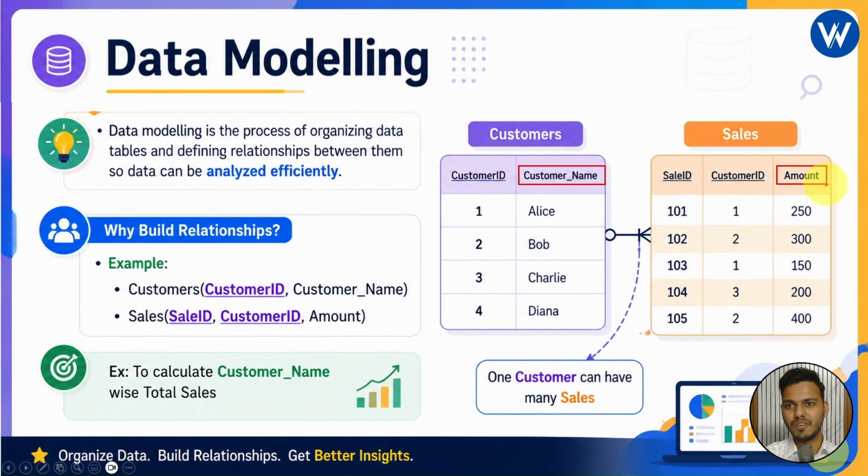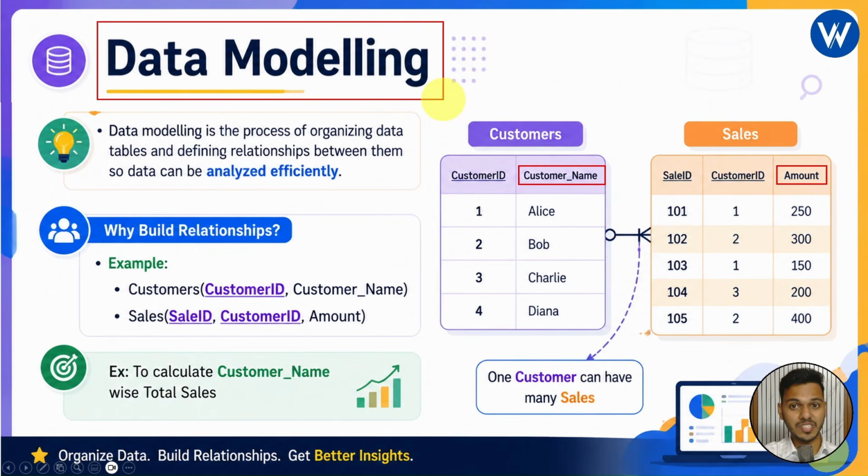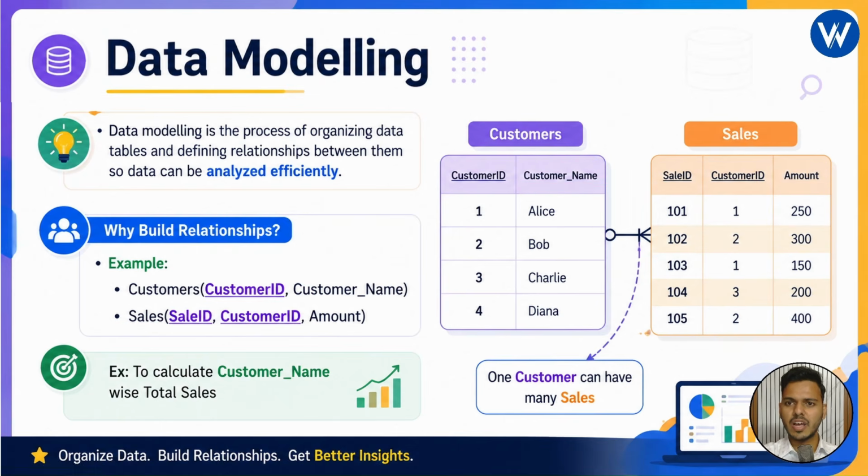Now if you notice carefully, the customer name column is available in the customer table and the amount column is available in the sales table. Now if you want to build a connection between both the tables, you need to take help of data modeling. Without data modeling you will not be able to generate the report or get the proper insight. That is the reason the data modeling concept is very important whenever you are working on multiple tables.